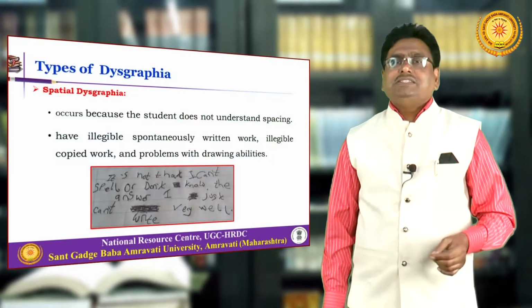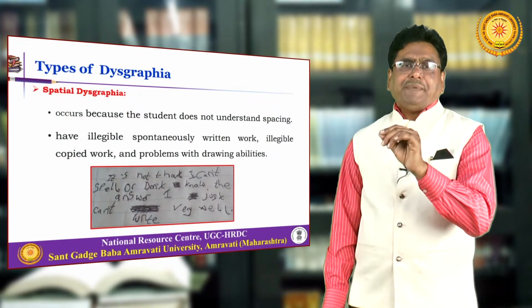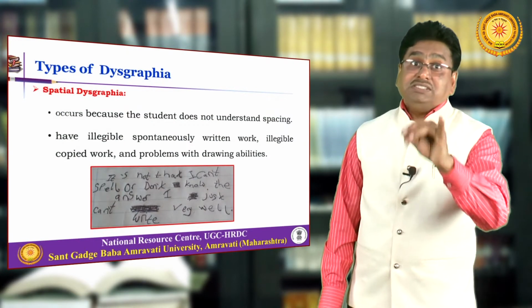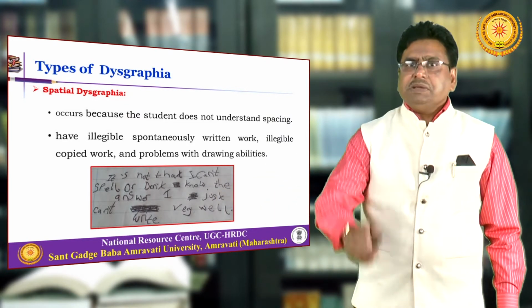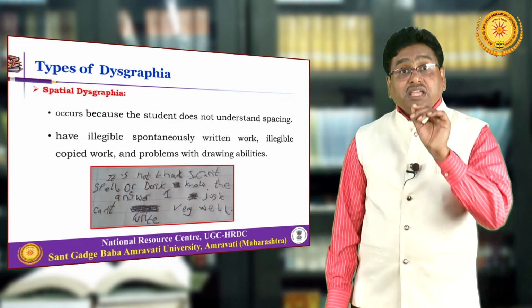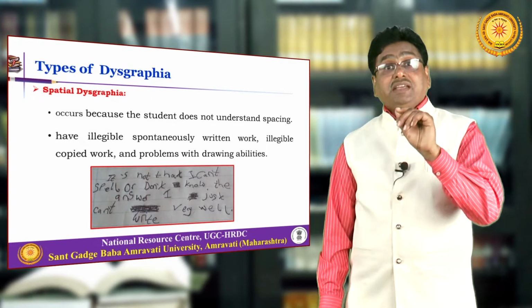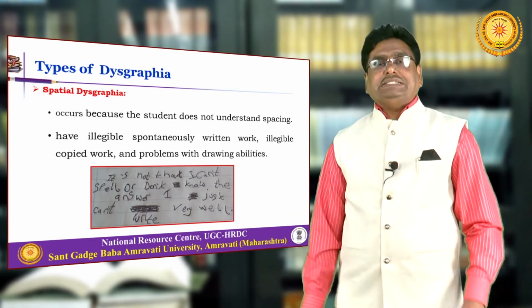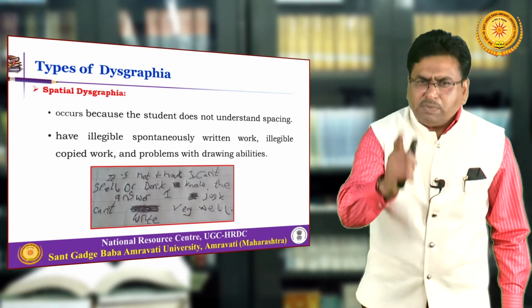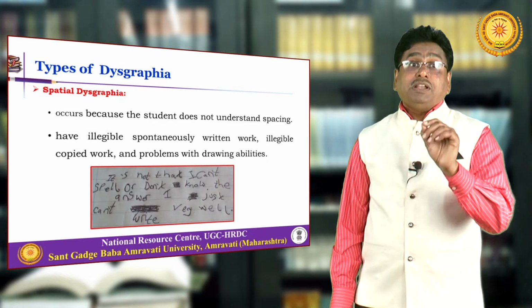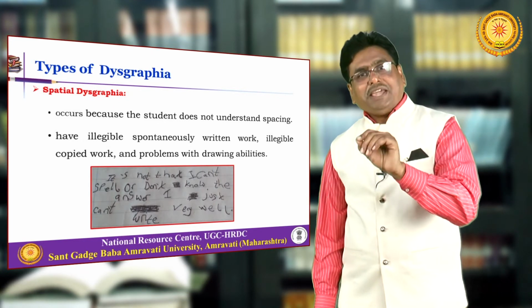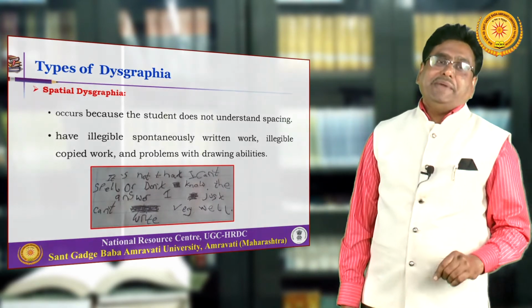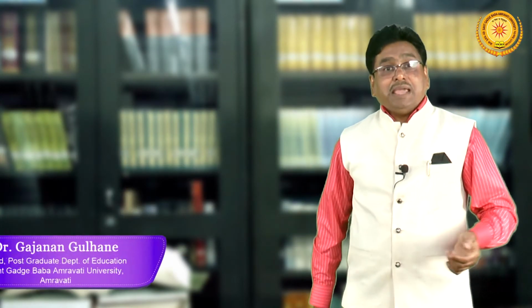Now, the next type of dysgraphia is spatial dysgraphia. Spatial dysgraphia occurs because the student does not understand spacing. They will have illegible spontaneously written work, illegible copied work, and problems with drawing abilities. They have normal spelling and normal finger tapping speed, suggesting that this subtype is not fine motor based. So, these are the types of dysgraphia.